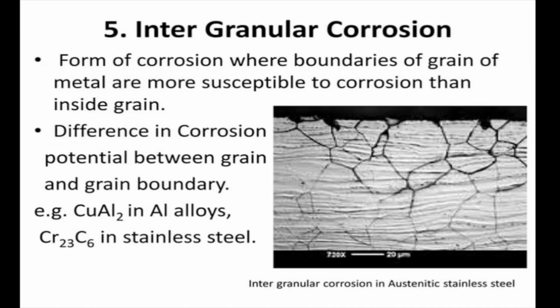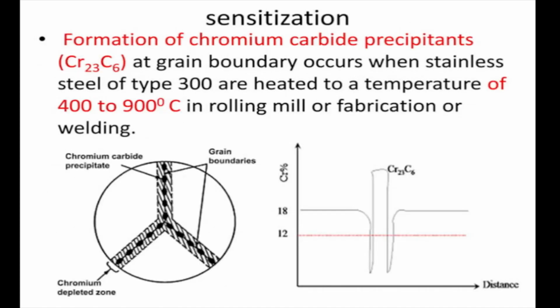For example, cuprous aluminate in aluminum alloy, and chromium carbide in stainless steel, that is Cr23C6, this type of corrosion takes place.